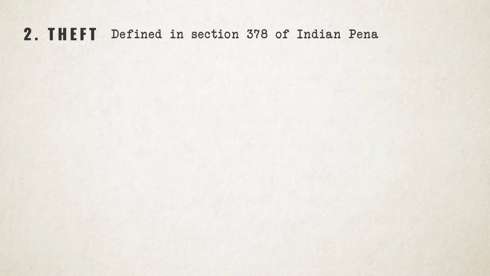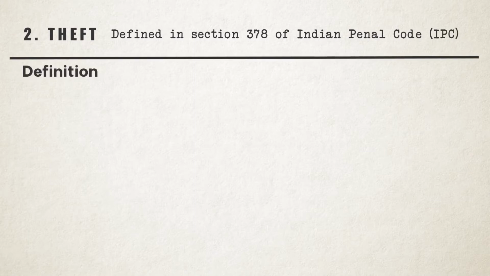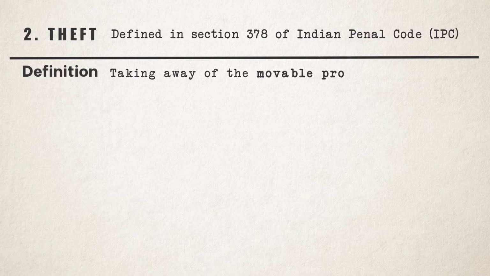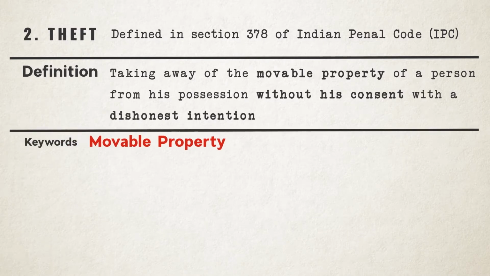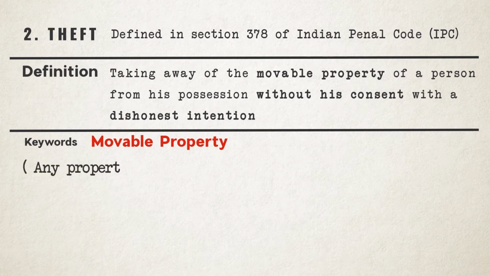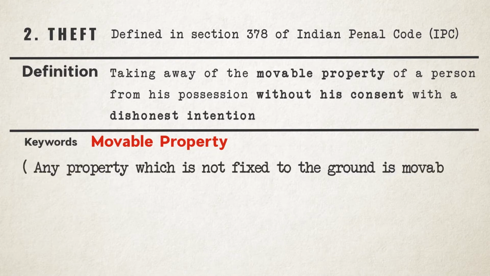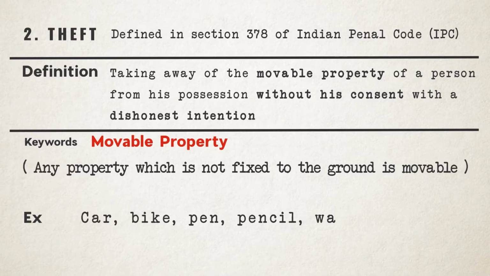2. Theft. According to Section 378 of the Indian Penal Code, IPC, theft is defined as an offence of taking away the movable property of a person without his consent and with a dishonest intention. Keywords that we've learned here. Movable property. Any property which is not fixed to the ground is a movable property. For example, your car, your bike, a pen, a pencil and your wallet are movable properties.